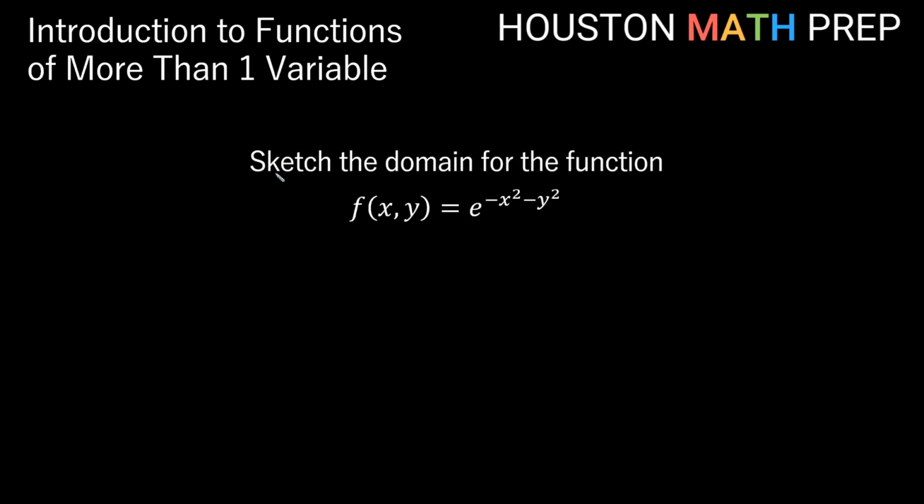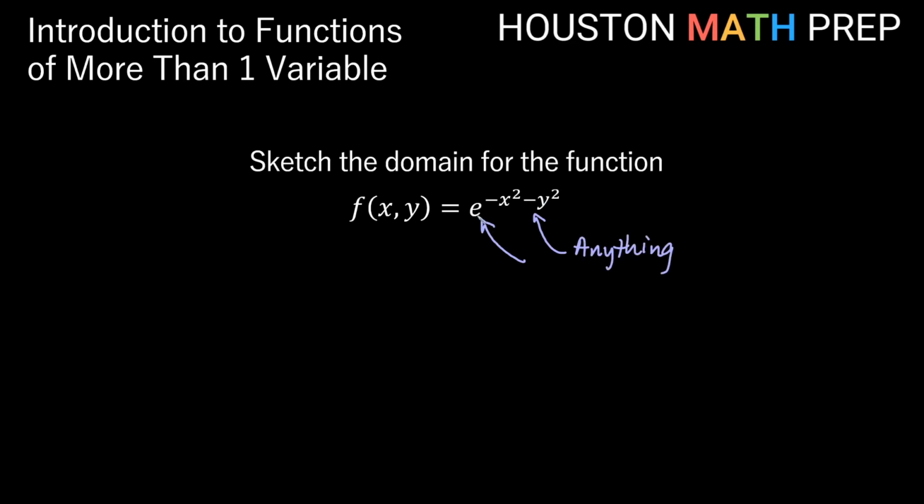Looking at our final example here, sketch the domain for the function f of x, y equals e to the negative x squared minus y squared. This looks a bit more complicated than the others, but it turns out this is actually perhaps the simplest one of all. When we look at what's going on here, we have an exponential and we just have some square terms in the exponent. Squaring terms, we can certainly square any number: positive, negative, or 0. So anything will work for x and y there in the exponent.